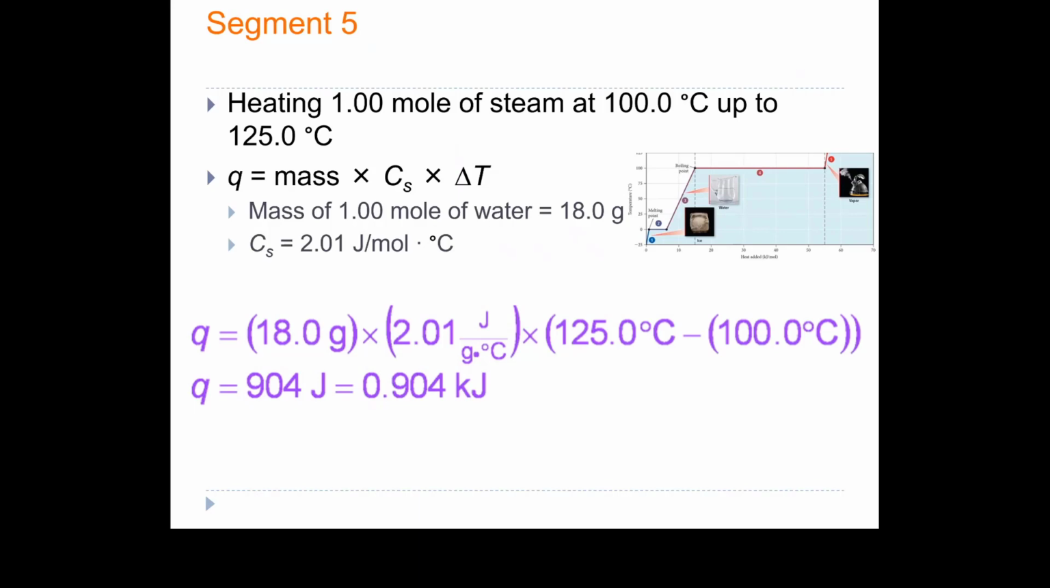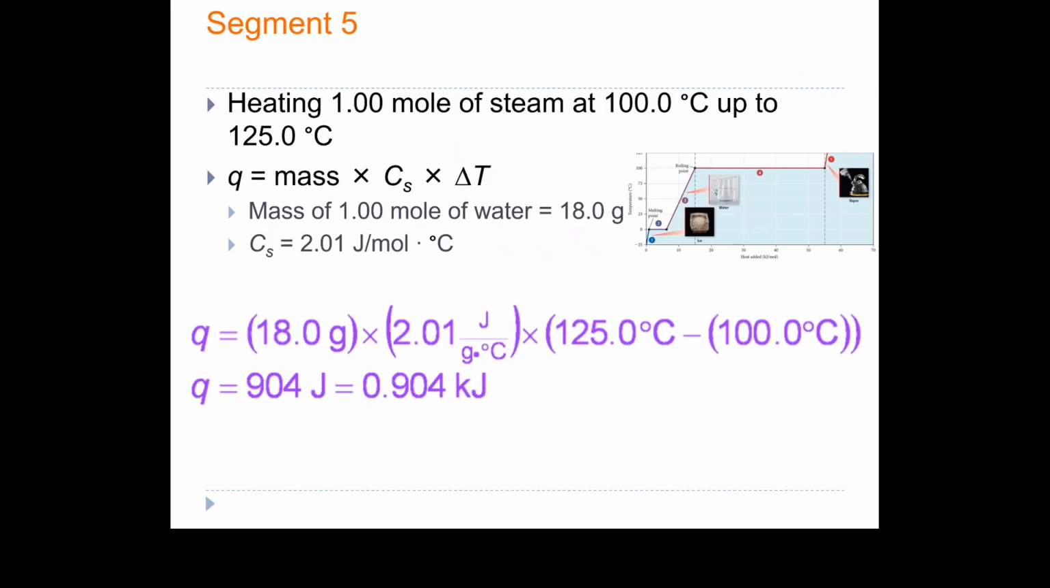Okay, our last part of the curve here, segment 5, is another heating segment. We've actually turned everything now into the gas phase, but we just need to heat from the boiling point of 100 degrees up to our target temperature of 125. So because we're heating, it's going to be another Q equals mc delta T equation. We still have 1 mole of water, so that's 18 grams. We now need the heat capacity of our vapor. So we need to look up the heat capacity of our vapor, and that's a typo on the slide here. This should be C sub V or C sub G for vapor or gas, not the solid.